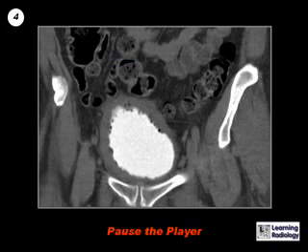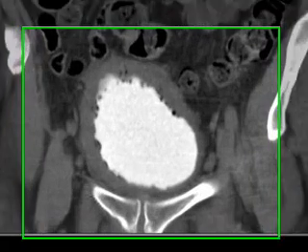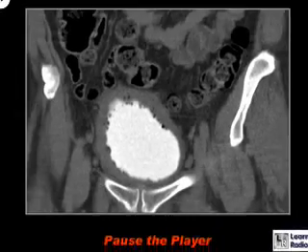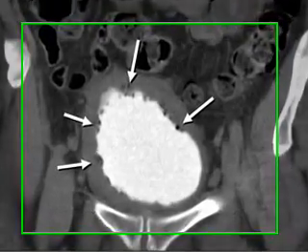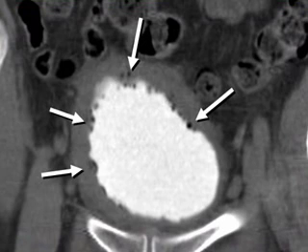Here is your next case. Pause the computer or MP3 player. This is an example of emphysematous cystitis. You'll notice that there is contrast in the lumen of the urinary bladder. The bladder wall is thickened, and there is air, denoted by the white arrows, in the bladder wall.